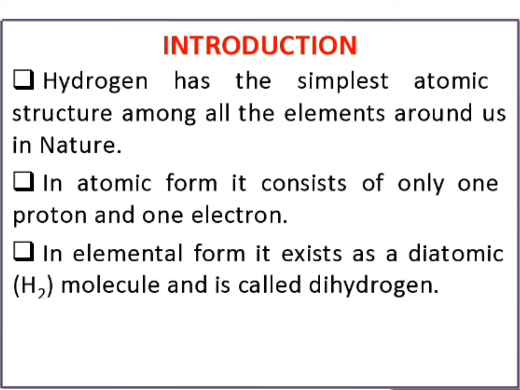After that, in elemental form, it exists as a diatomic molecule and is called dihydrogen. In elemental form, hydrogen exists in the atmosphere as an H2 molecule. Remember this: the hydrogen atom is very unstable, because it has only one electron in its outermost orbit. So the hydrogen molecule, with formula H2, is very stable. This is diatomic, meaning two atoms, and is also known as dihydrogen.